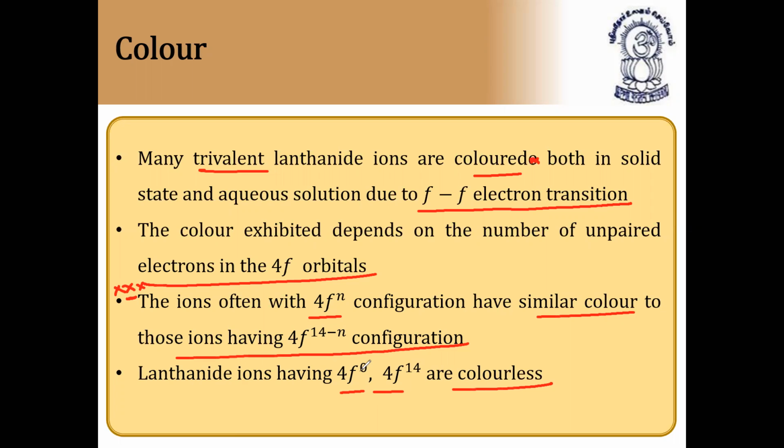If they do not have unpaired electrons, that is completely filled orbitals, they are said to be colorless. This we already know in d block elements; the same we are following here also. So 4f0 and 4f14 are colorless and the remaining are colored. So that's why we can say most of the lanthanides are colored.